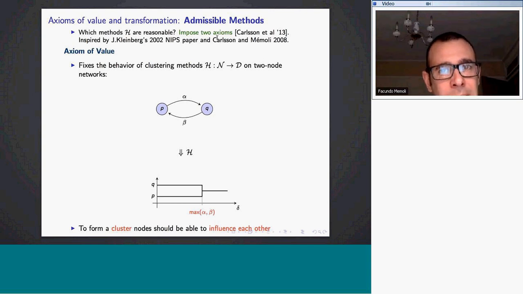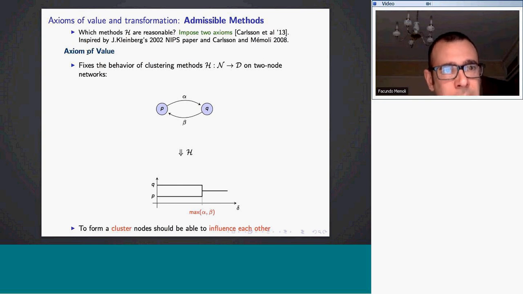In 2008, we were thinking maybe if we rewrite some of Kleinberg's axioms in the context of hierarchical methods, then we can remove the impossibility theorem, and that led to axioms that I'm going to describe.